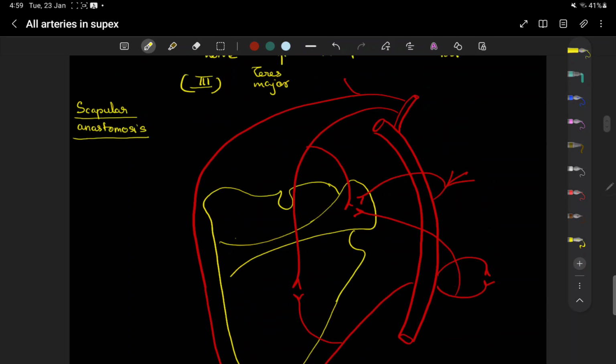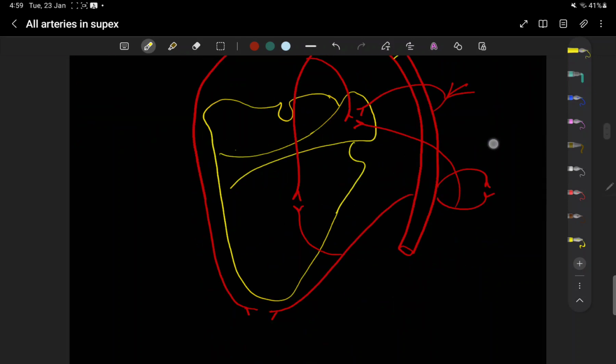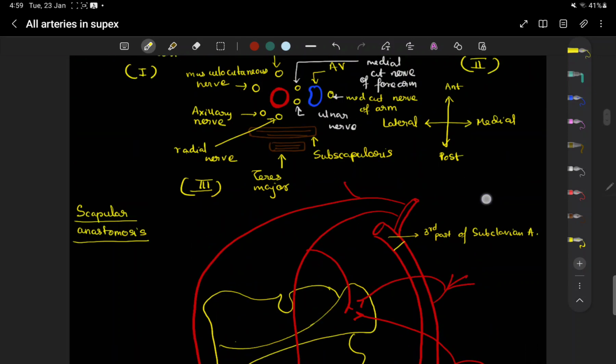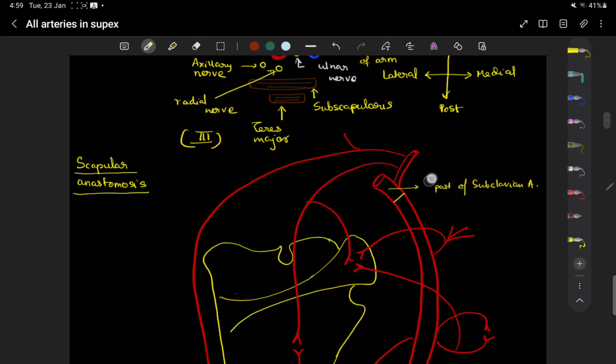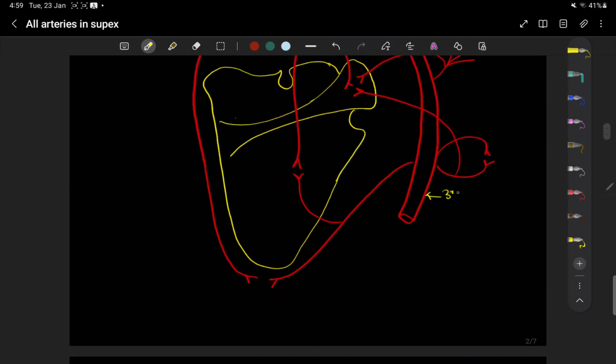So let's separate it out. This is the third part of subclavian artery, and this is the first part of the subclavian artery, and this is the third part of axillary artery.